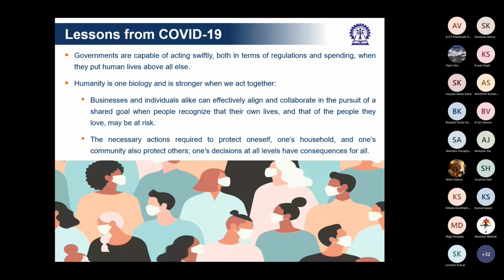So the necessary actions required to protect oneself, one's household, and one's community also protect others. One's decisions at all levels have consequences for all. By now, what we have witnessed is what is possible when humanity comes together to pursue a shared outcome. And what shared outcome could be more important than our long-term success on our finite planet?